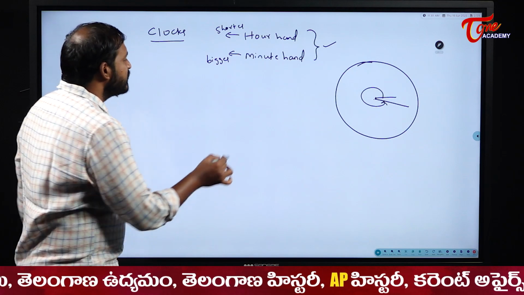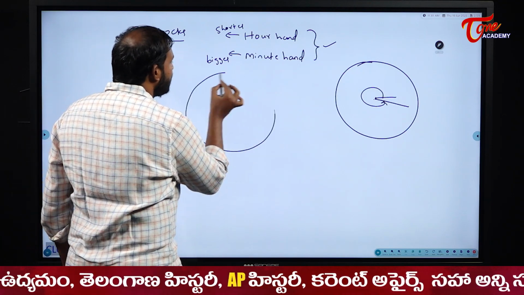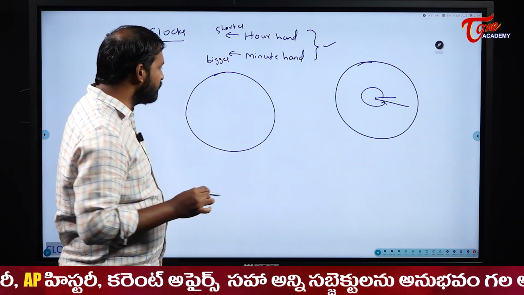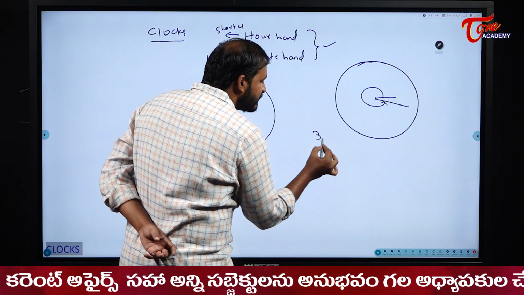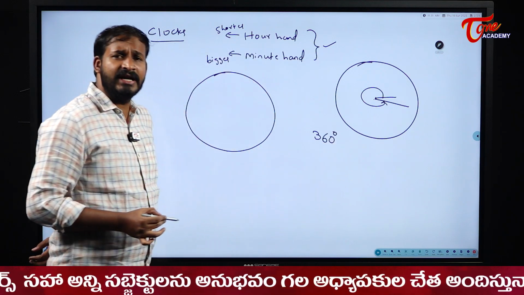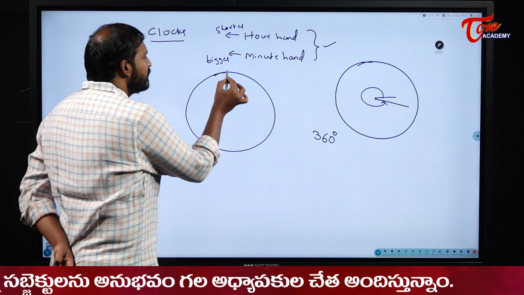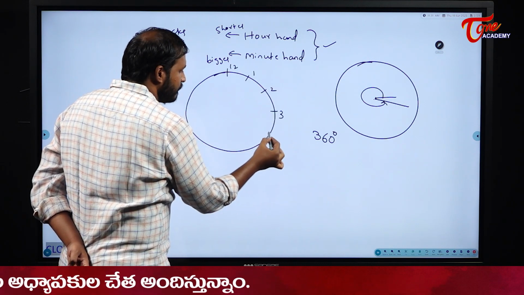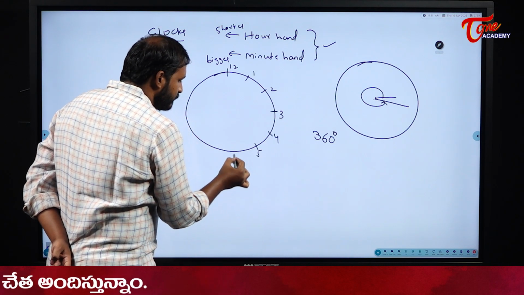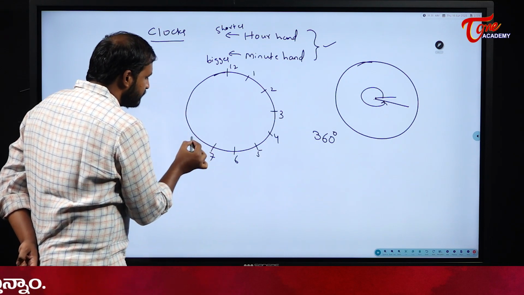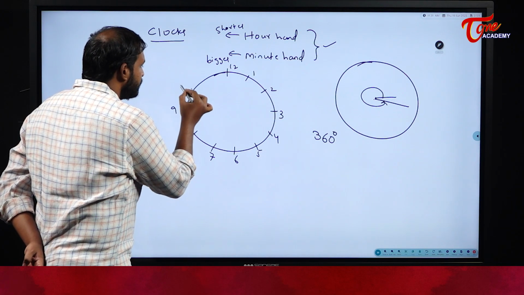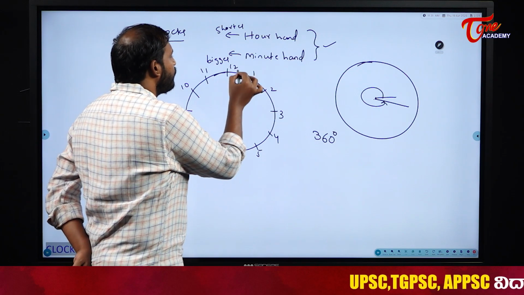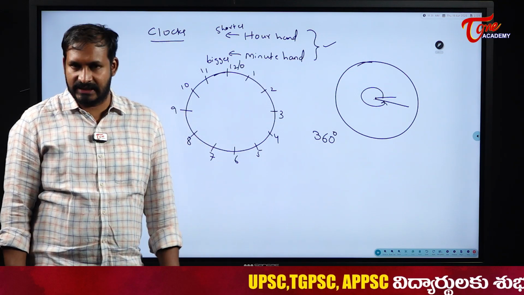Now see here students, a complete circle means how many degrees? We all know it is equal to 360 degrees. A circle is equal to 360 degrees. Now this 360 degrees is divided into how many portions, students? Please observe here: 12, 1, 2, 3, 4, 5, 6, 7, 8, 9, 10 and 11, and 12. See here, 0 or 12 both are the same. Why? Because start and end are the same.